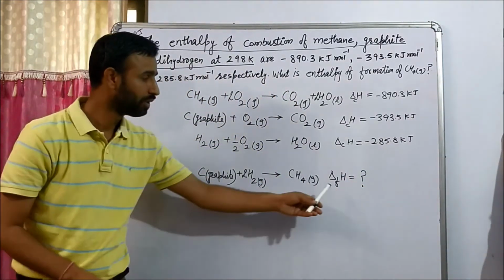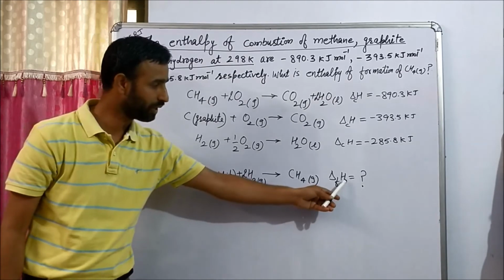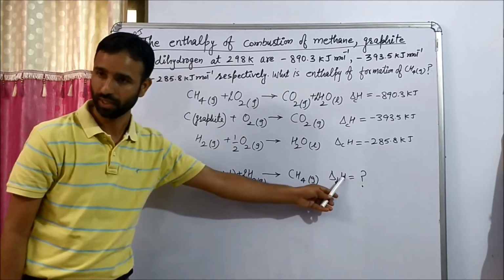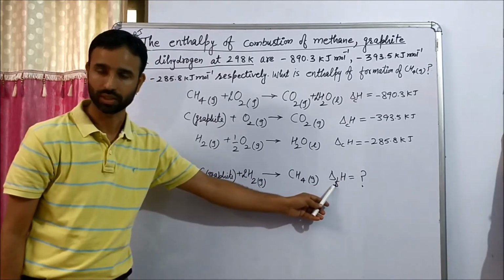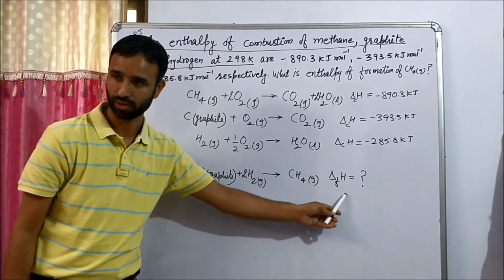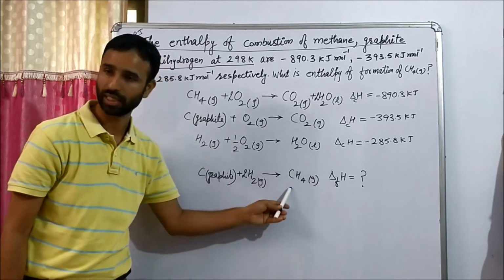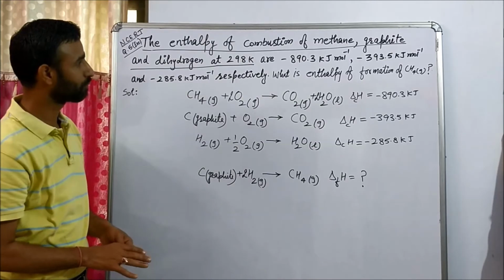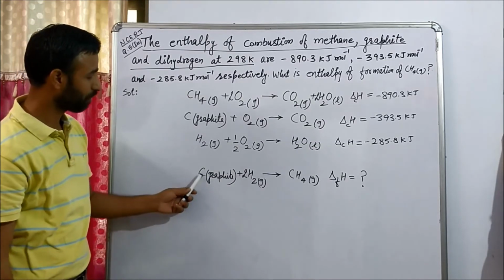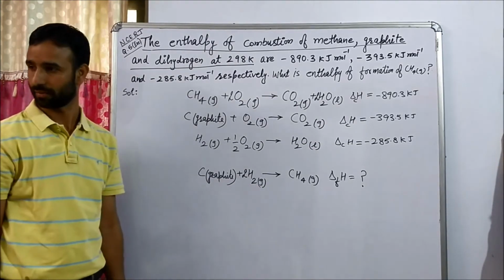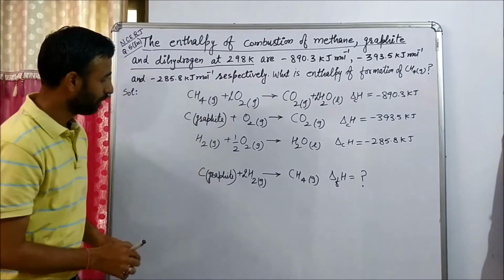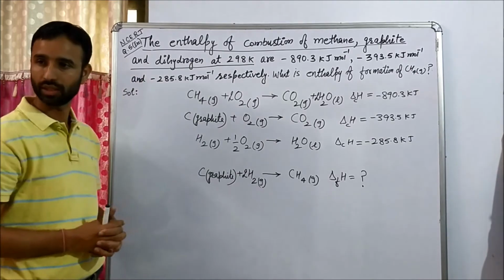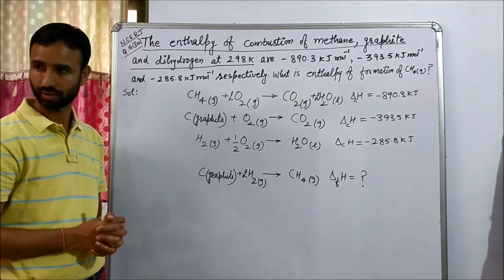F stands for formation. Same way, change, H enthalpy, F formation. So this is the enthalpy of formation of methane. By using these three equations, we have to calculate the enthalpy of formation of methane. Now, to obtain this equation, we have to rearrange these three equations, right?